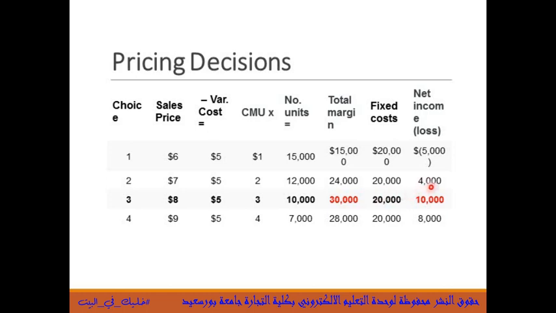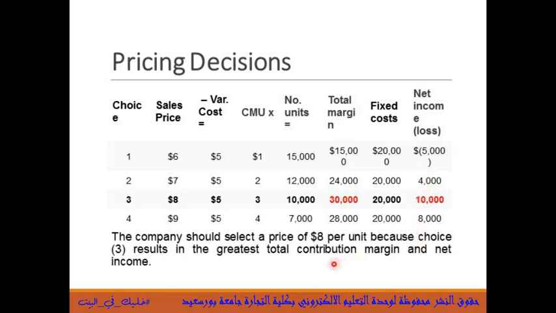And the remaining amount is net income. So $30,000 total contribution margin contributes to covering $20,000 fixed cost, and the remaining amount is $10,000 net income. So the company should select the price of $8 per unit because this price generates the greatest total contribution margin and net income. So the highest price is not the best option.